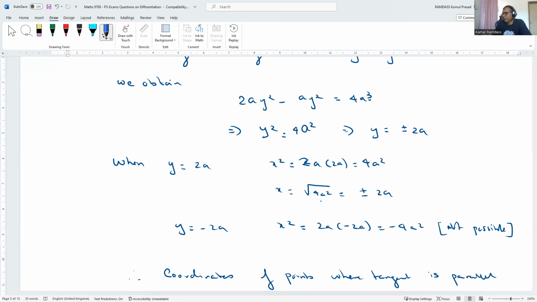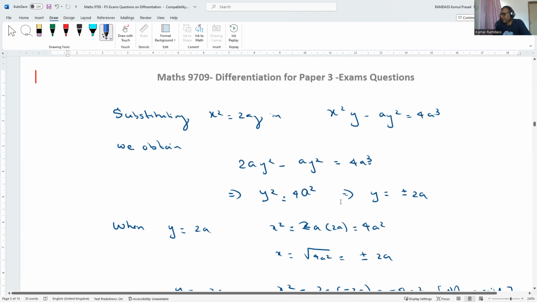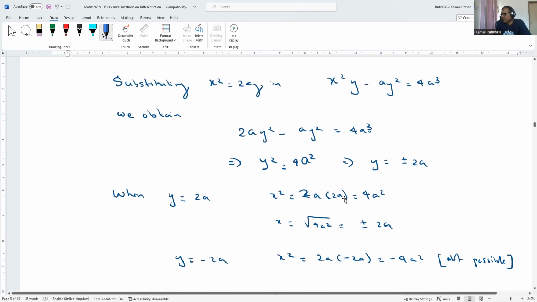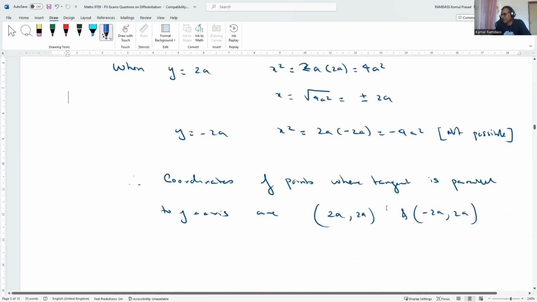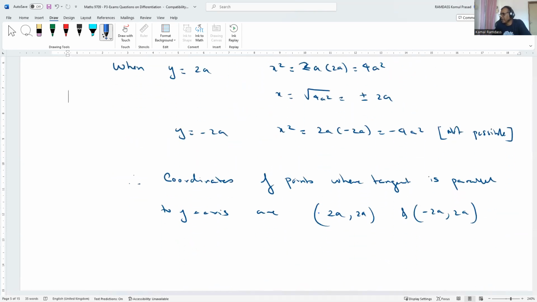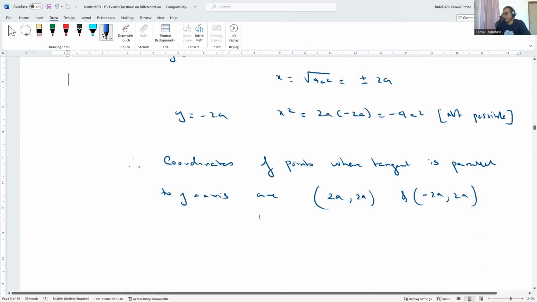Ça veut dire, bon, je gagne x is equal to plus or minus 2a and y is equal to 2a. Ça, c'est la réponse. Therefore, the coordinates of the point where the tangent is parallel to the y-axis are x is equal to 2a, y is equal to 2a, and x is equal to minus 2a, y is equal to 2a.